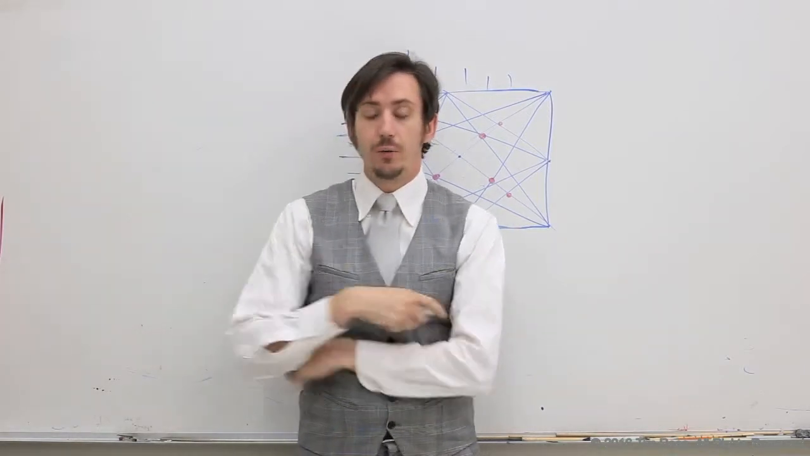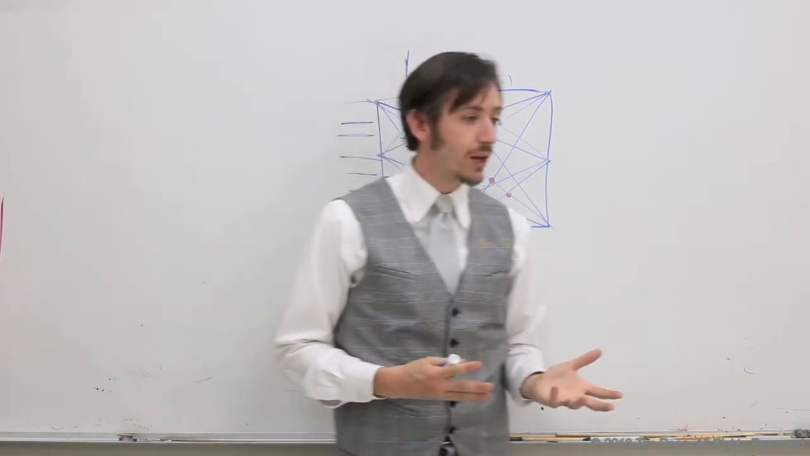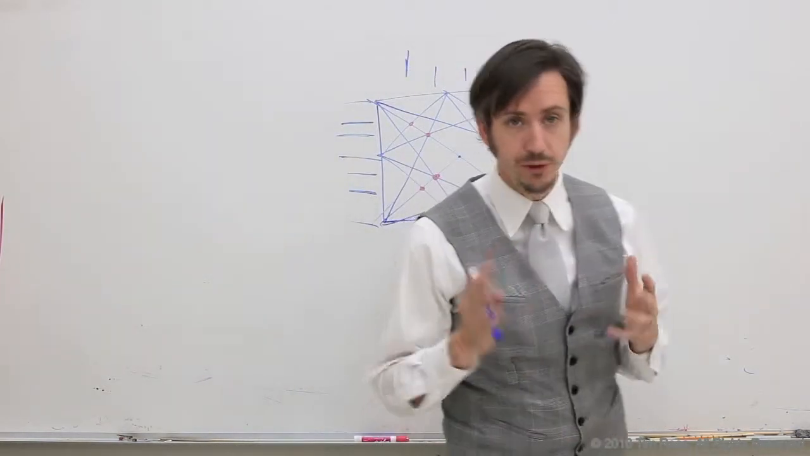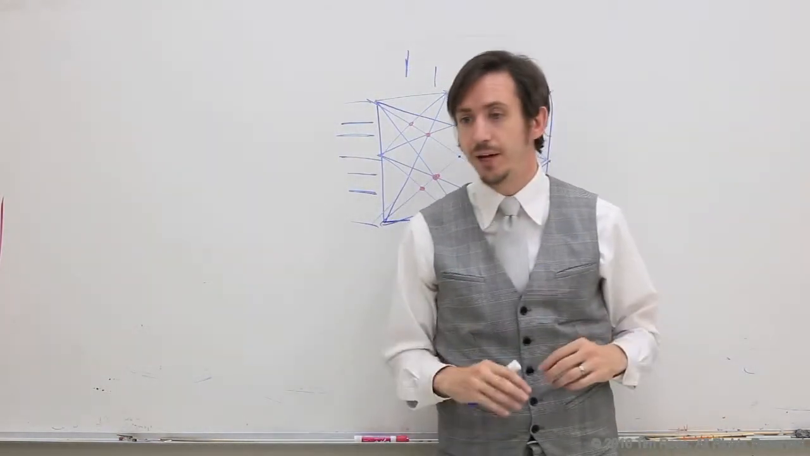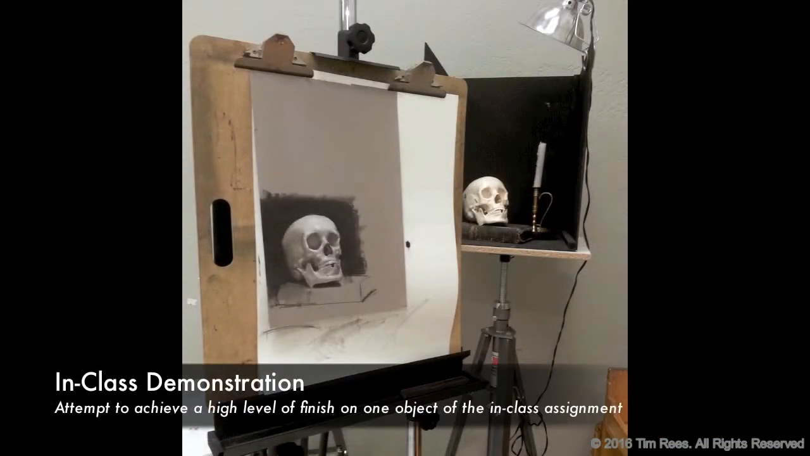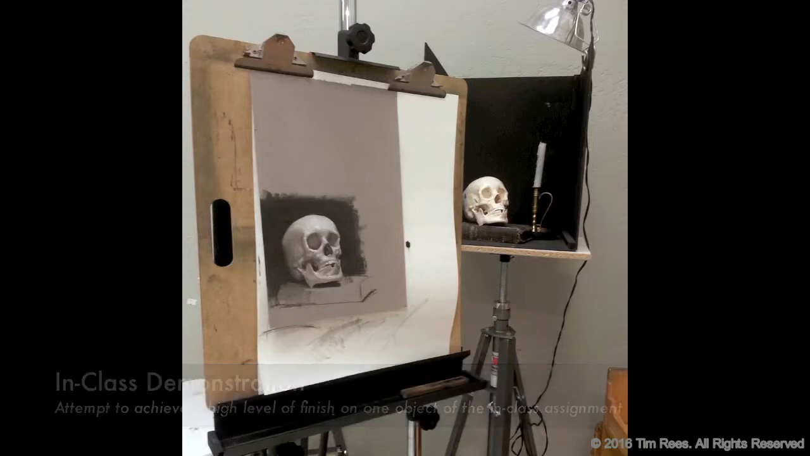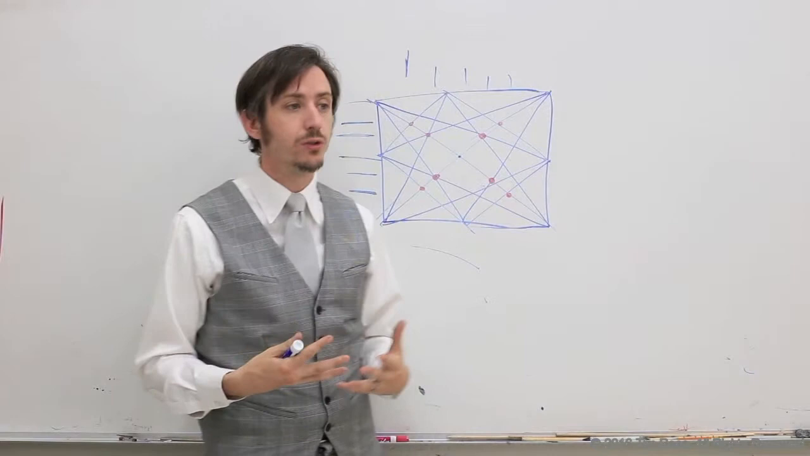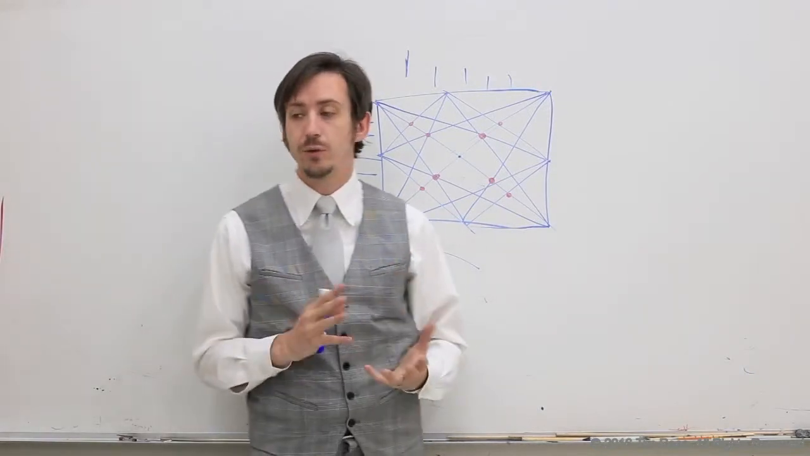And so when you're in class here, I want you to get everything sort of mapped out, shadow mapped out, and then focus on one object. Let one object be your goal. Again, you can use white paper for this assignment, or you can work on toned paper. I would encourage you to start working more and more on toned paper. It'll simplify things and gear you up for painting.